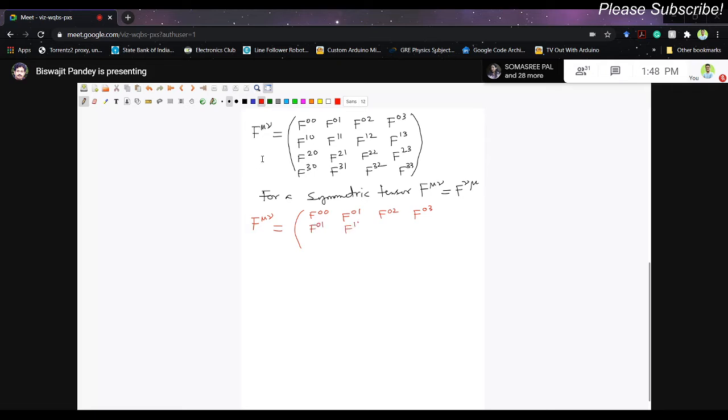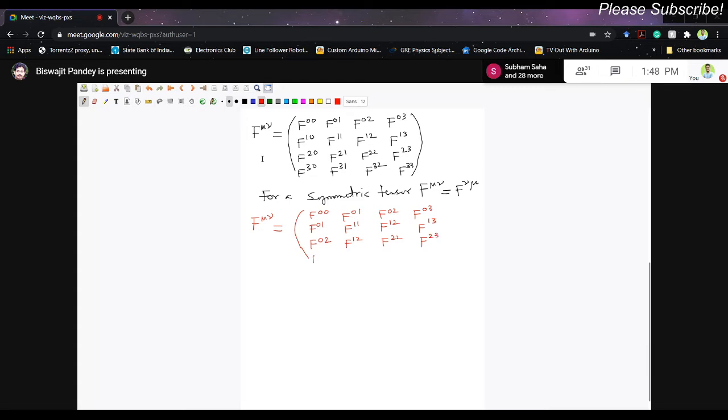f11 is the diagonal element, and we have f12, and then we have f13. Third row, you see we have already written f02. So this f20 is f02. Then you have f12, this would be f21, but again they are the same, so I'm writing f12, and then f22 and f23.